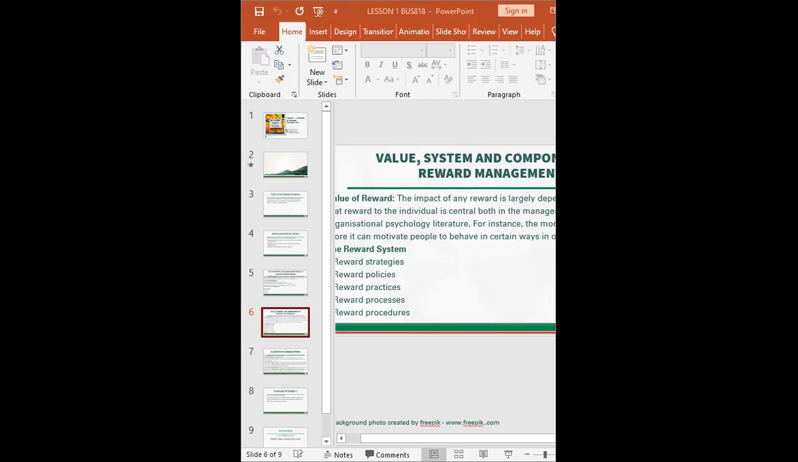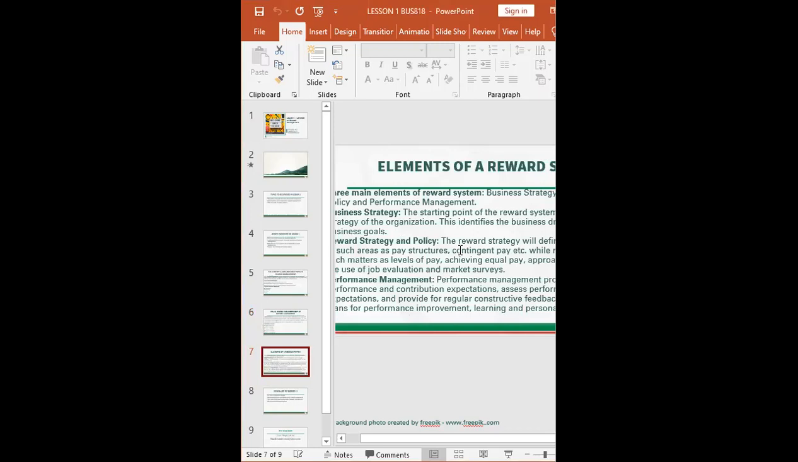So I think we are done with that, the concept, the objectives, and oh, sorry, no, we are done. Second slide, the value of rewards, reward system, and the likes of it. So we move on to the elements of a reward system. And I think this is really pretty straightforward. And we have various elements of reward system.